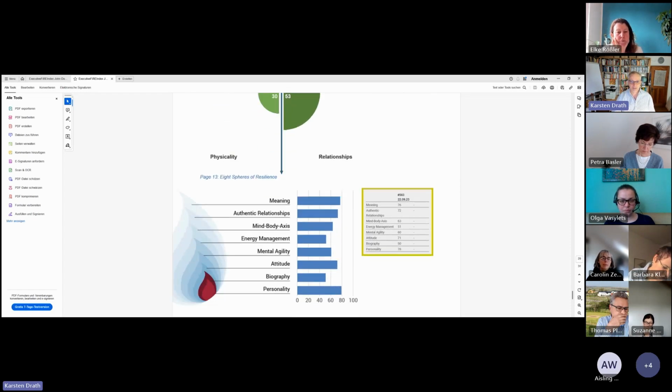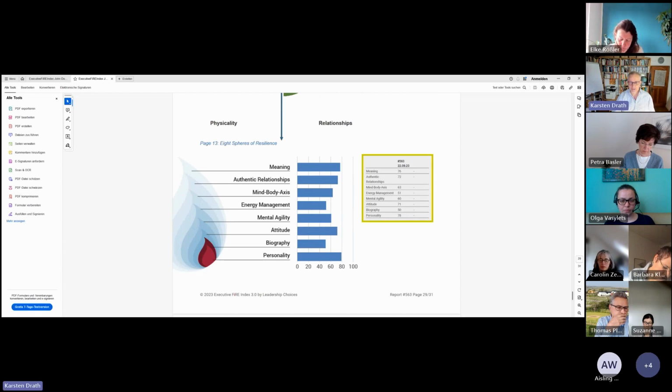Then how to get better? What do we see? Nothing we can do on personality, plus it's already on a super high level. Biography, this is interesting, right? Biography is very, very low. And maybe there's room for improvement in looking at the life so far, to look back, to sit down, reflect. Energy management, how do I deal with negative emotions? That's a skill that could be improved.